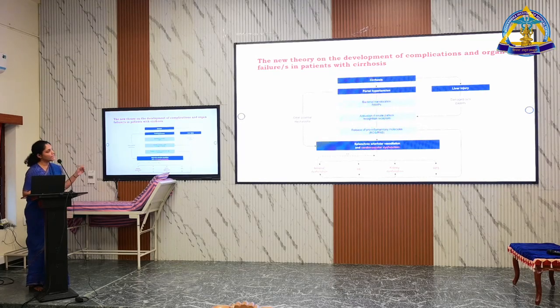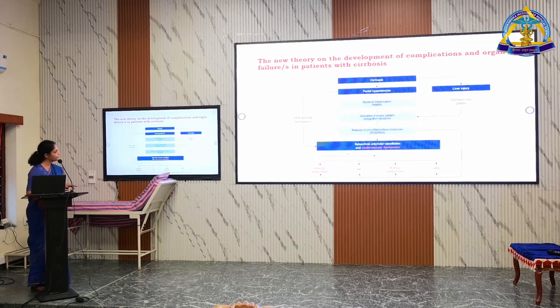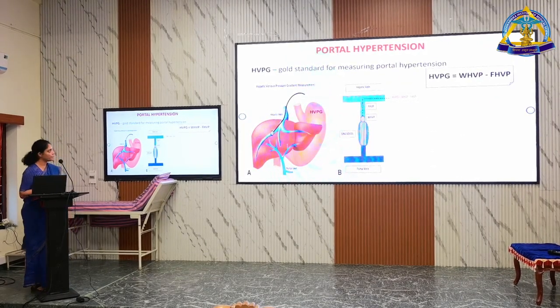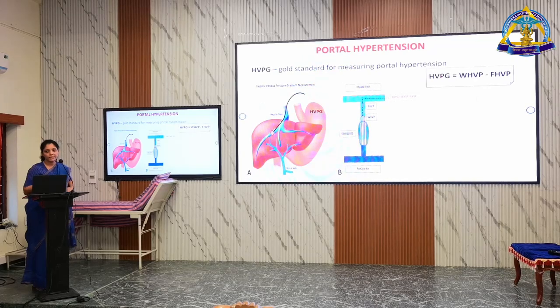And due to the liver injury, there will be damage-associated molecular proteins that are released from the liver also, and that will also add to the systemic inflammation. So let us just try to understand more about portal hypertension. We were telling about portal, but how do we define portal hypertension?